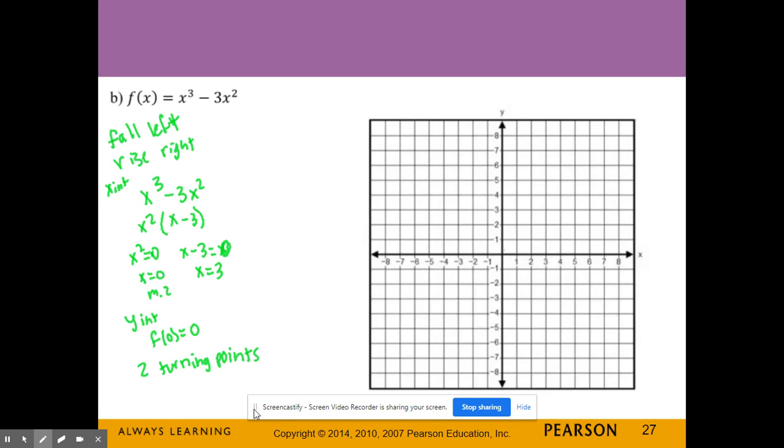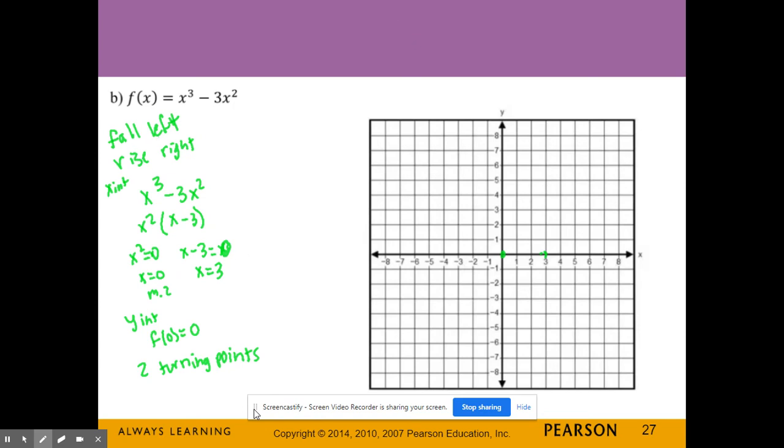So let's put all that together on the graph. You have x-intercepts at 0 and 3. The y-intercept 0, so we already have that. So that doesn't give us another point, but at least we see it.